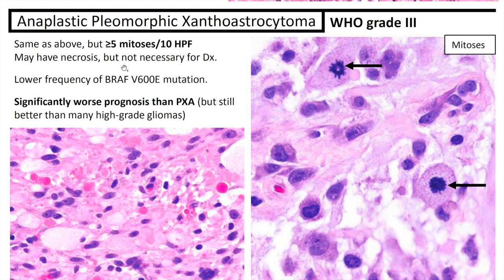And again, that would make sense that the prognosis would be worse if you're seeing a higher mitotic count, indicating that the tumor is dividing or replicating at a higher rate than the lower-grade entity. And here are some examples of various mitoses. You have a ring mitosis and pretty prominent mitotic figures.